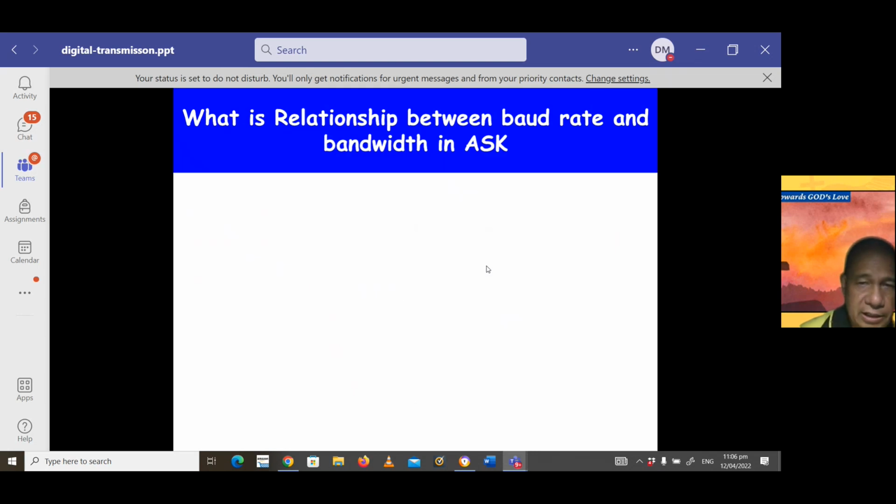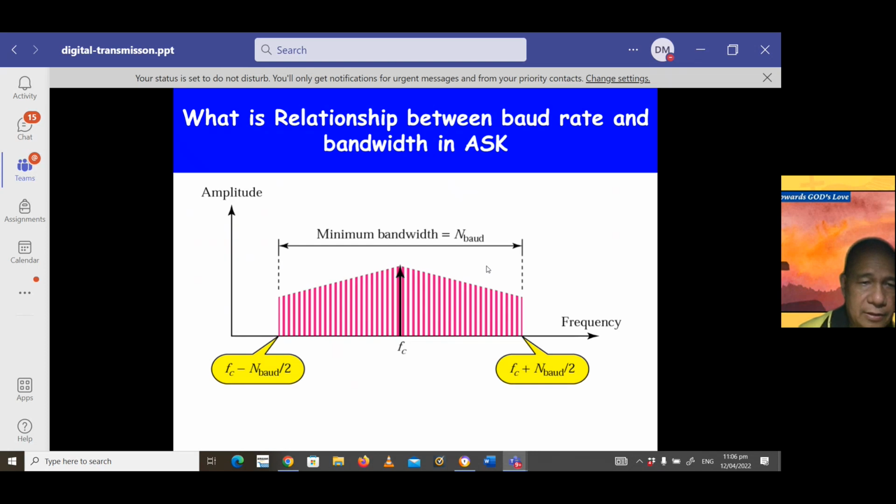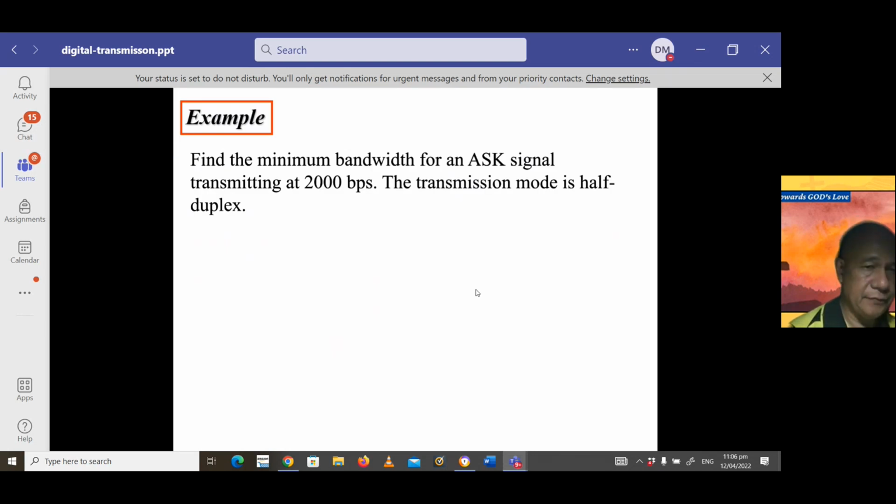So what's the relationship of the baud rate and the ASK? Now this is our hypothetical way of showing the relationship. For baud rate, the bandwidth, you have n. The bandwidth in ASK, the lower end is fc minus n baud divided by 2. And on the other far end, we have fc plus n baud divided by 2. So this is one way to relate baud rate and the bandwidth in ASK technology.